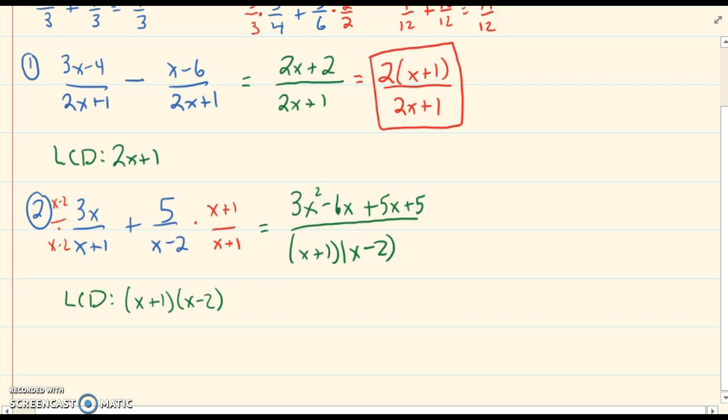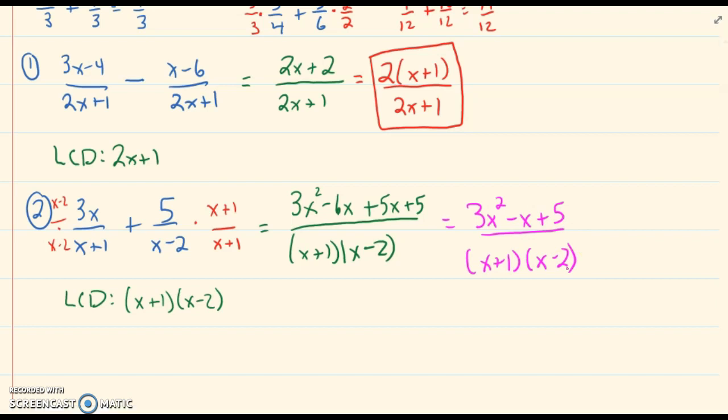And at that point, I can keep going a little bit further. Now I can start putting some like terms together. So I'm going to have 3x squared minus x plus 5 over x plus 1 and x minus 2.